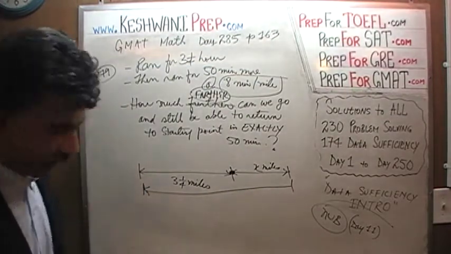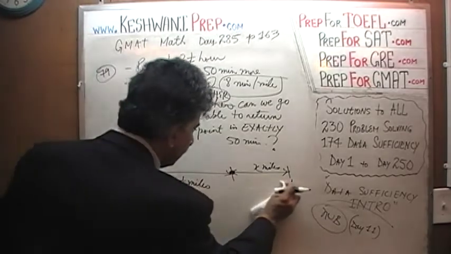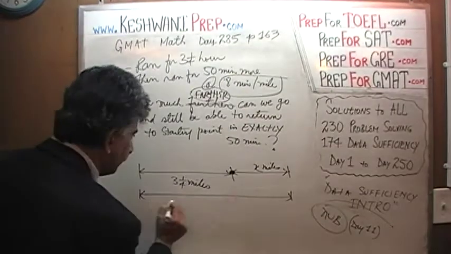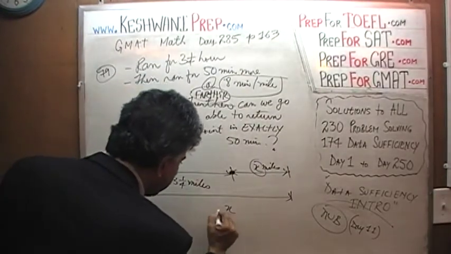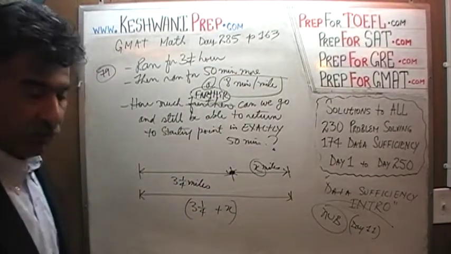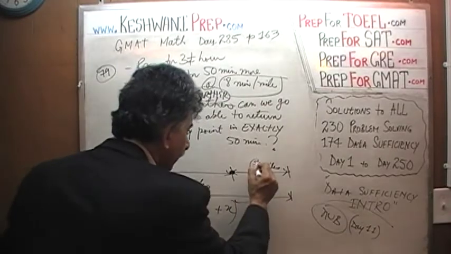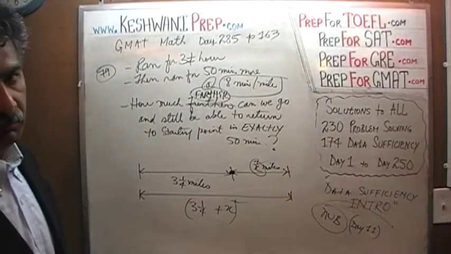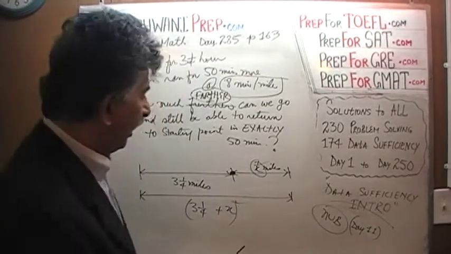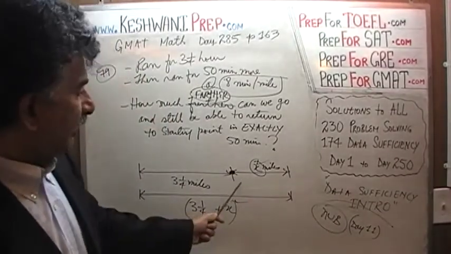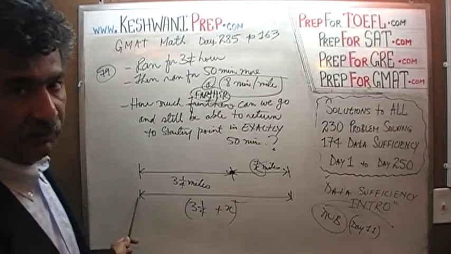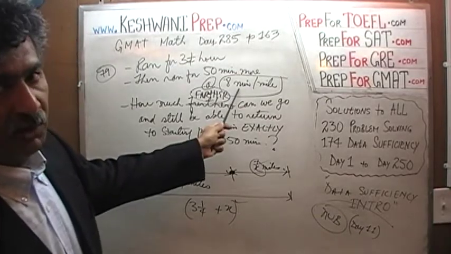When we come back all the way to our starting point, let me redraw it, I don't like the way it came out. We would go from x miles plus 3¾ miles. So this is the amount of distance we have to cover. We have to cover x plus 3¾ plus x miles in 50 minutes. That's all it is. And the question simply is, what's the value of x? How many more miles can I run and still be able to come back to my starting point in exactly 50 minutes if I'm taking 8 minutes per mile?